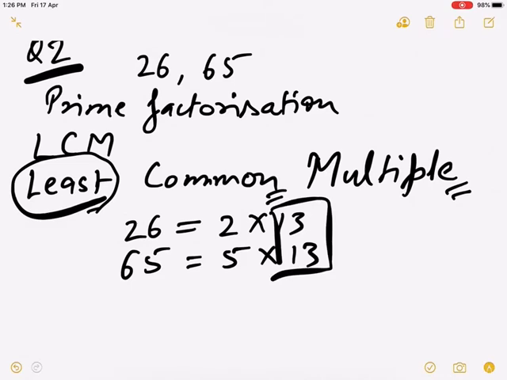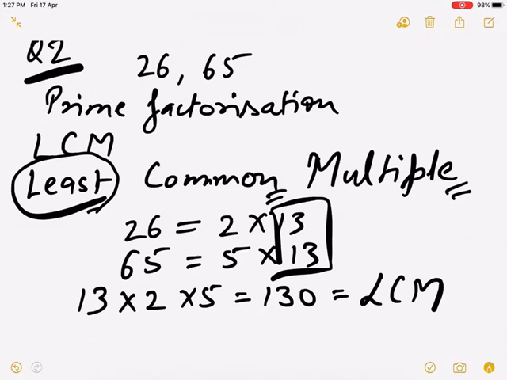Now since 13 is common, we write the common number only once, and the other numbers are then written in multiplication. Whatever numbers are left in both the factorizations, those numbers are written in multiplication to the common number or numbers. So it becomes 13 into 2 into 5, which becomes 13 into 10. So we will get 130, which is the LCM of 26 and 65.